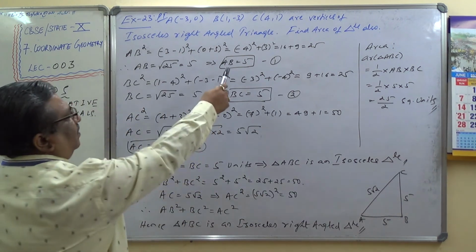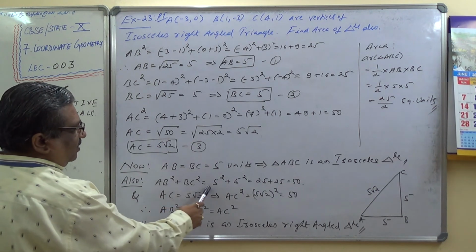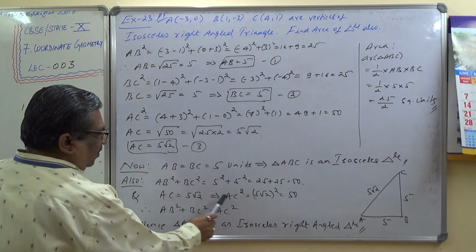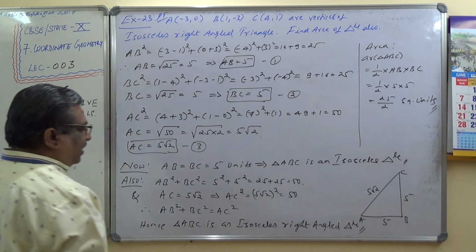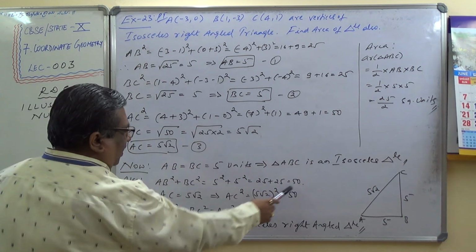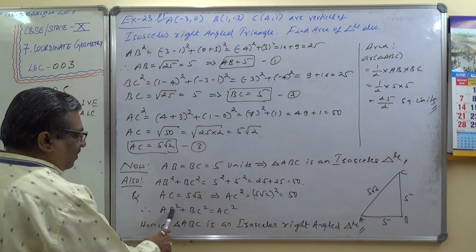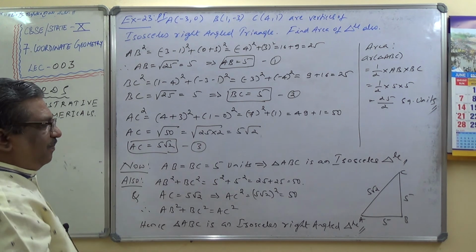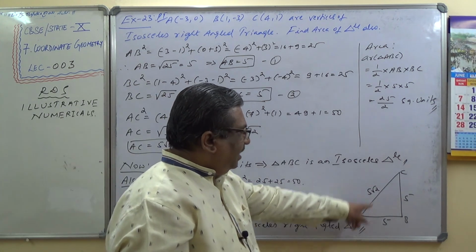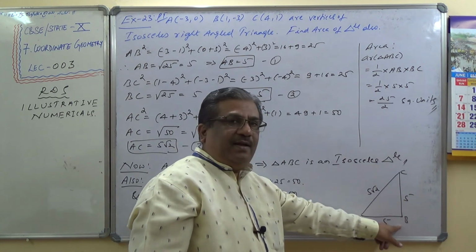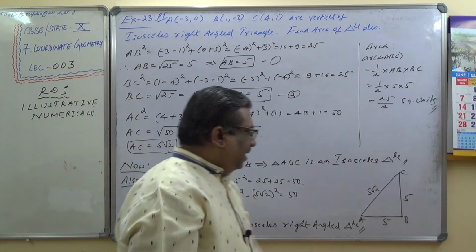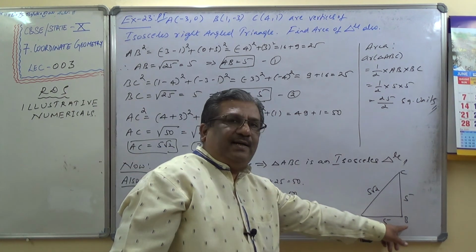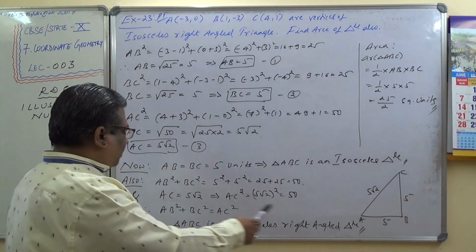Now take AB square plus BC square. How much do you get? AB square plus BC square is 50. Also calculate AC square. AC is 5 root 2, and AC square is 5 root 2 the whole square, which is 50. That means AB square plus BC square is 50, AC square is also 50, meaning AB square plus BC square is equal to AC square. Therefore AC becomes the hypotenuse, and angle B is opposite to the hypotenuse, which is right angled, and therefore triangle ABC is an isosceles right angle triangle, right angled at B. Is it clear? So this is what finally we have proved.